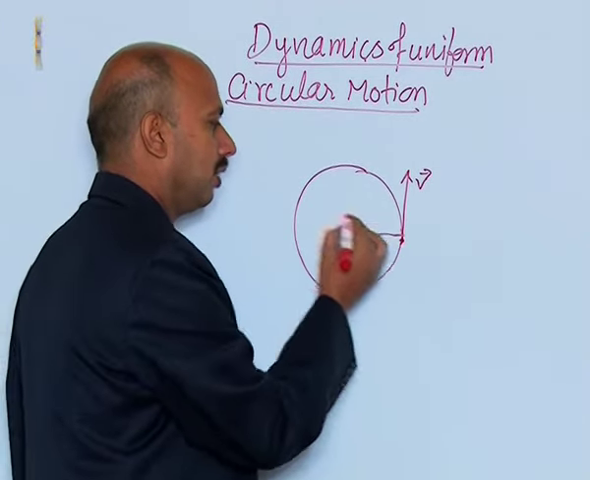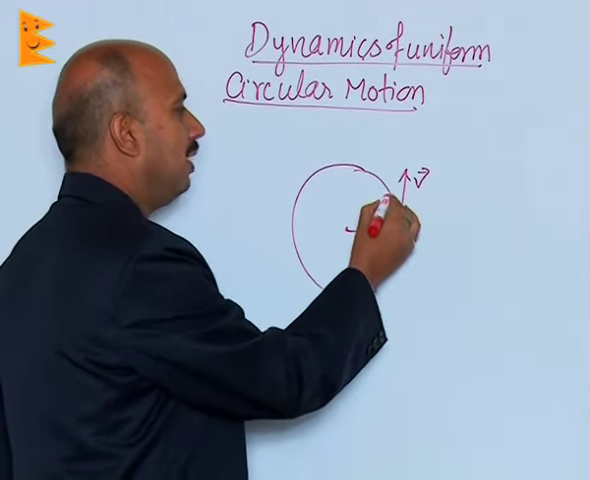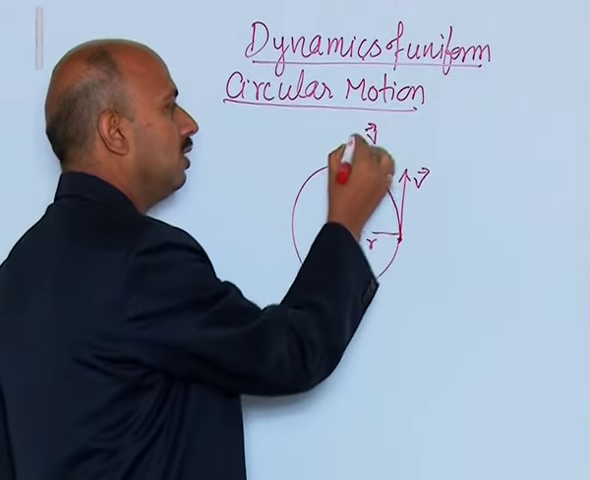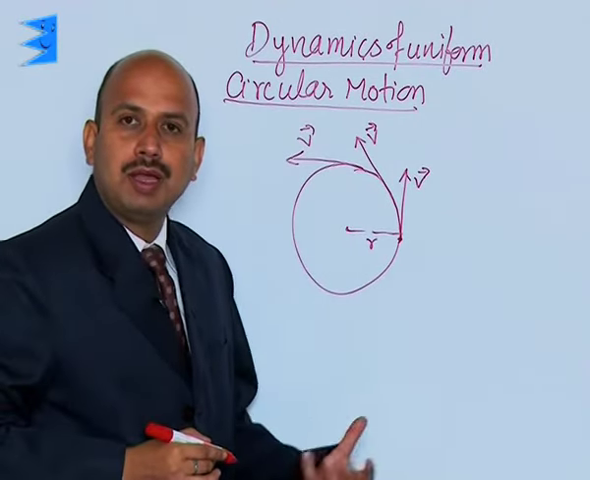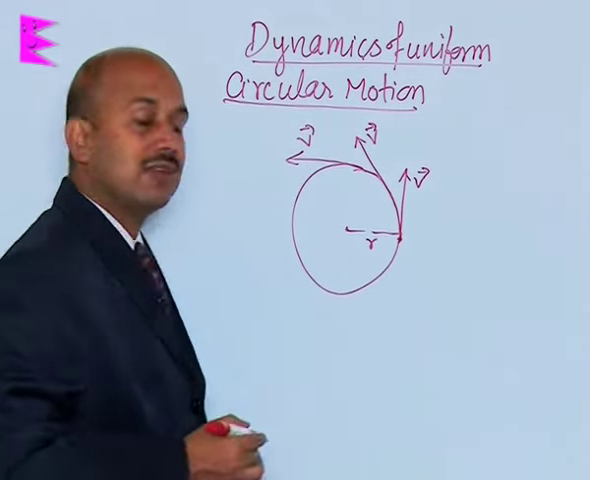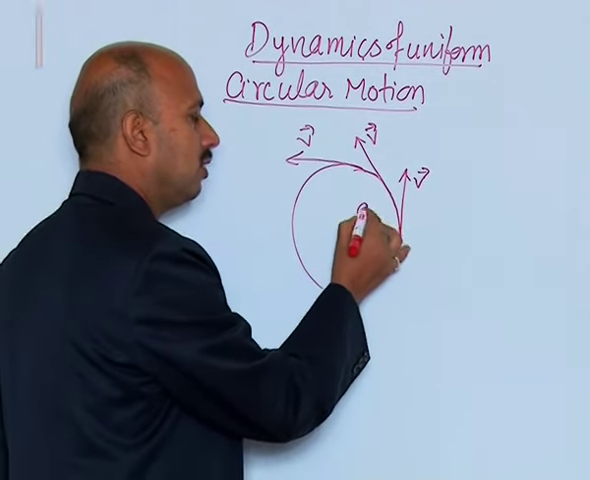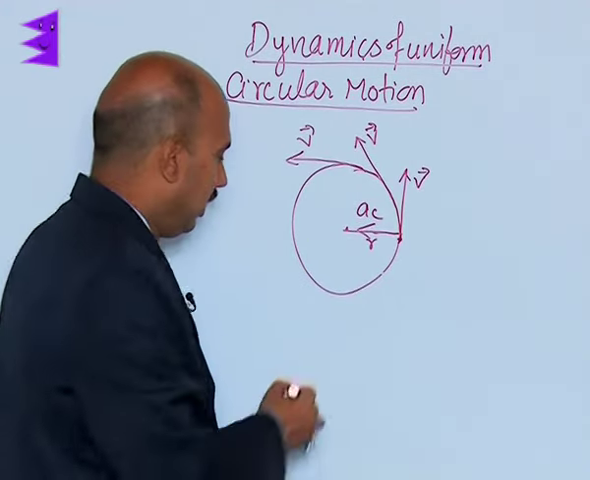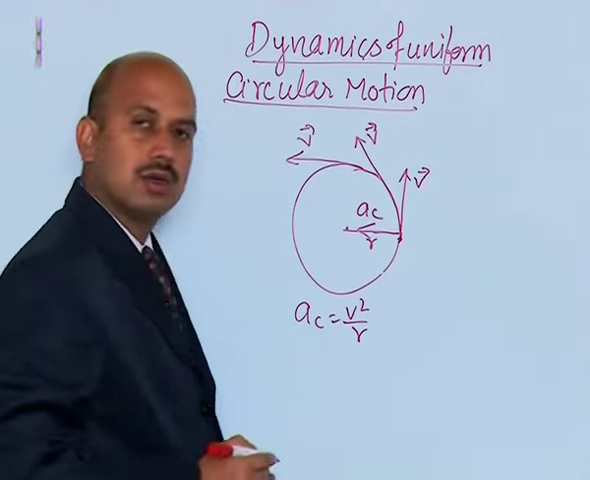Suppose at any point the body is here, the body has velocity in this direction, and this is the radius r of the path. So, when the body moves in a circular path, the direction of the velocity keeps on changing, because of that the body has acceleration. This acceleration is known as centripetal acceleration, a_c, and a_c is equal to v squared upon r.